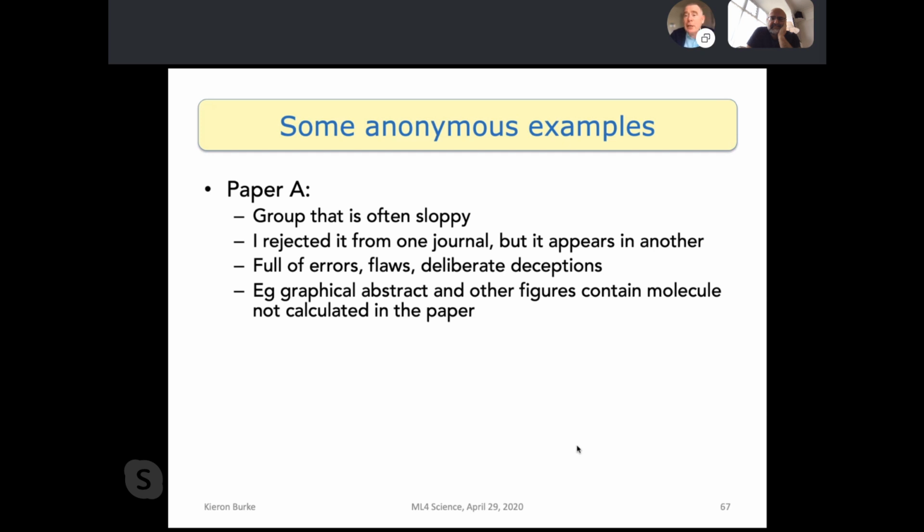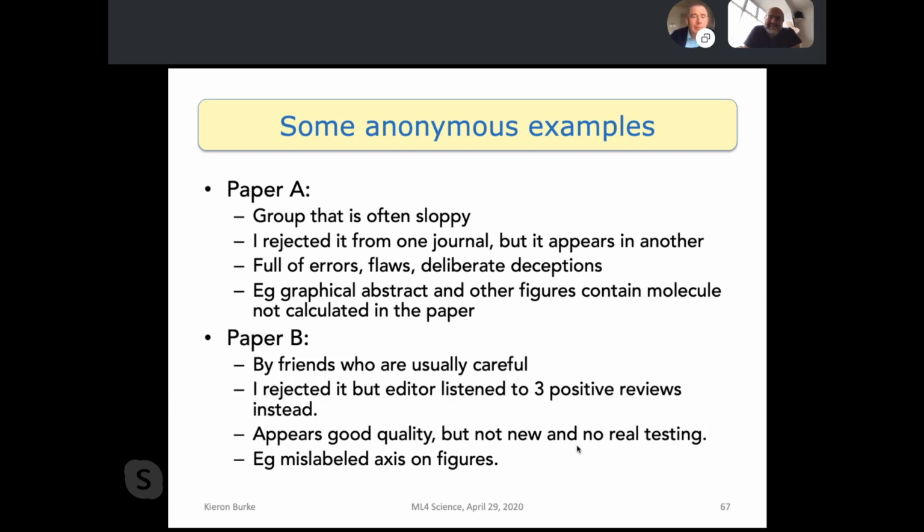I rejected it from one journal, and it appears in another, right? Full of all sorts of things, right? And even the graphical abstract contains molecules that are not in the paper. Where's the editor, right? Paper B. So it's obvious when there are bad things, by a bunch of friends who are usually careful.